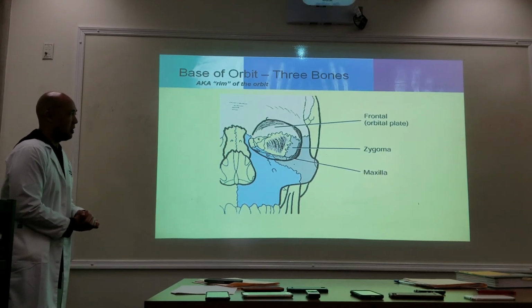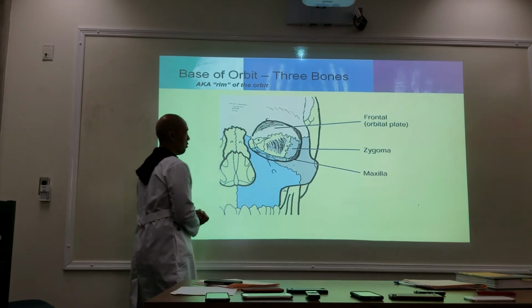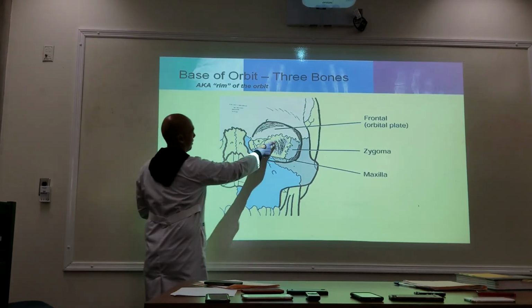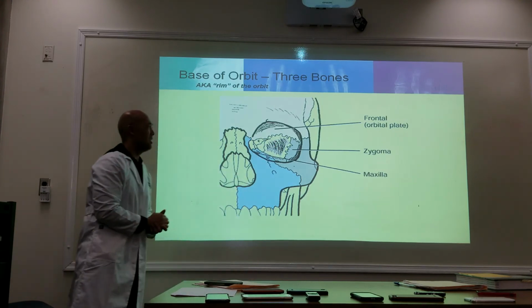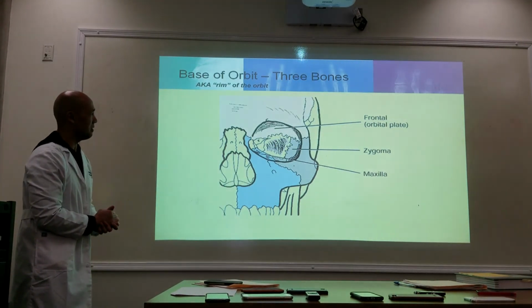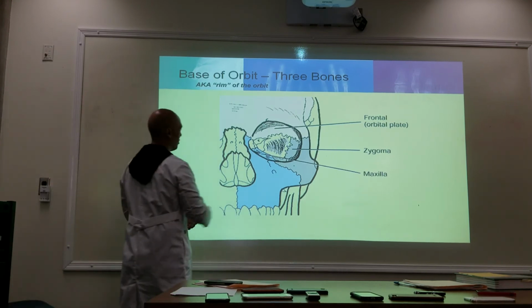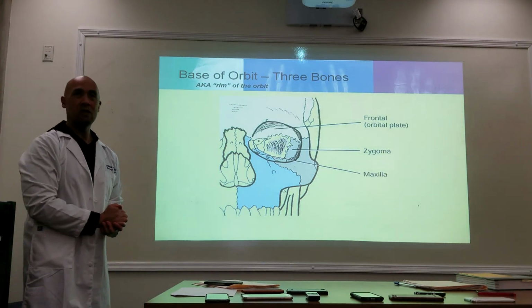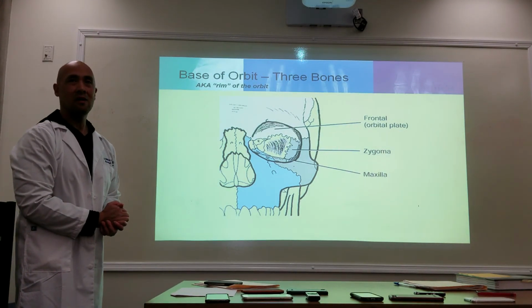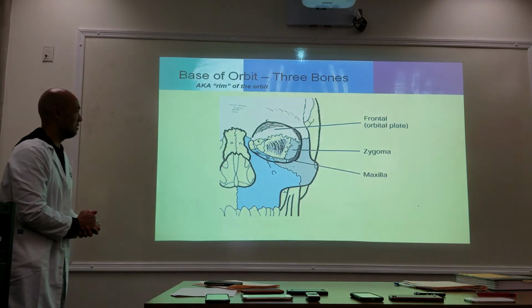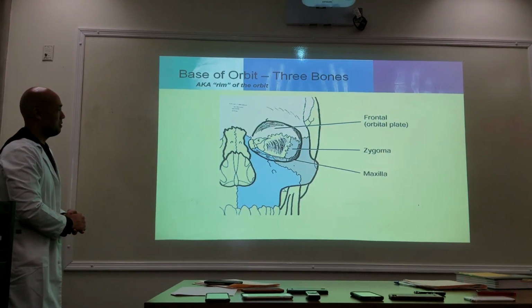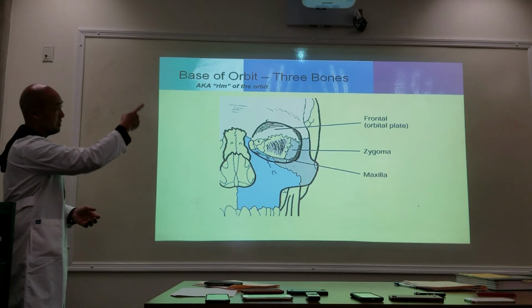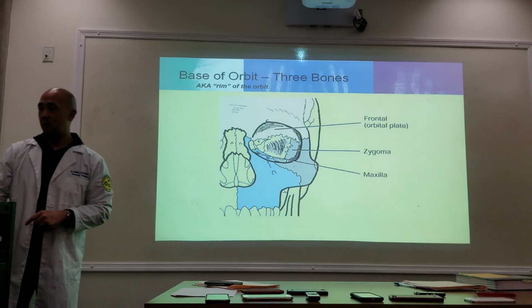Okay, if we look within the orbit, what do you think that one's going to be? This one right here. The sphenoid. So that's your sphenoid right there. What else are you going to have in this area? Ethmoid, and what else? Lacrimal. There you go, lacrimal. So lacrimal, sphenoid, ethmoid are going to form the rest of the orbit, but this is referring to just the rim or the edge.